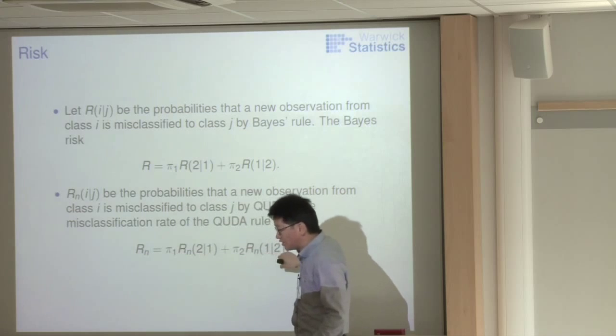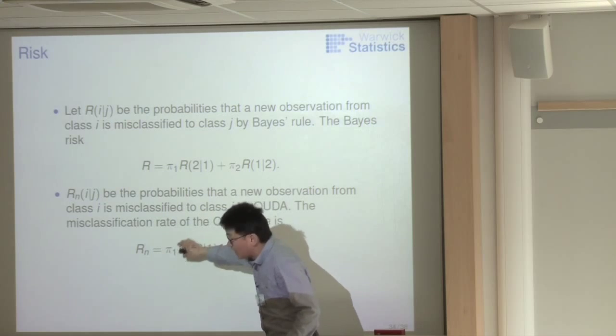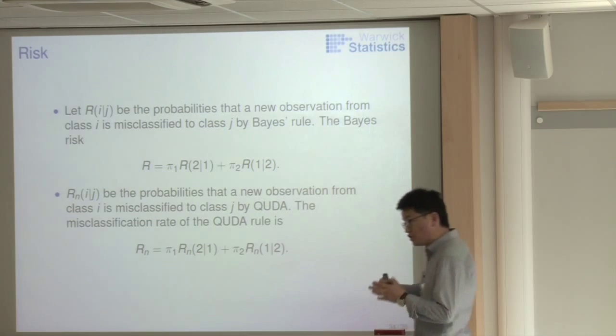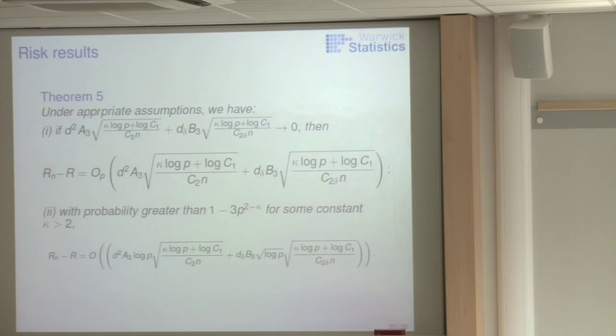Now, for our rule, we can also come up with a sample estimate of it, which is denoted as this. Again, if you have a blue observation and you classify it to the red class, you have an error like this, and so on. So these two can be characterized in some sense. It turns out that if you are able to make some reasonable assumptions, the Bayes risk and the misclassification rate of the QUDA rule are very close in some statistical sense.